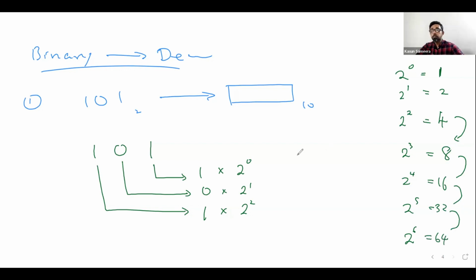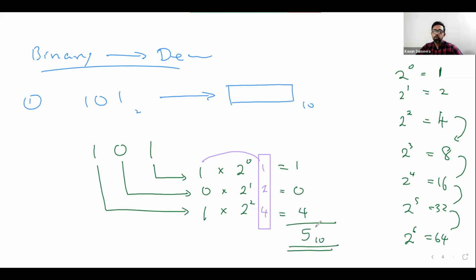Got it? Then you need to multiply these values. What are the values? 2 to the power 0 means 1, 2, 4. Multiply. 1 times 1 is 1. 2 times 0 is 0. 4 times 1 is 4. 4 plus 1 is 5. Okay, base 10. Why is this one base 10? Because we are converting binary to decimal. Got it?